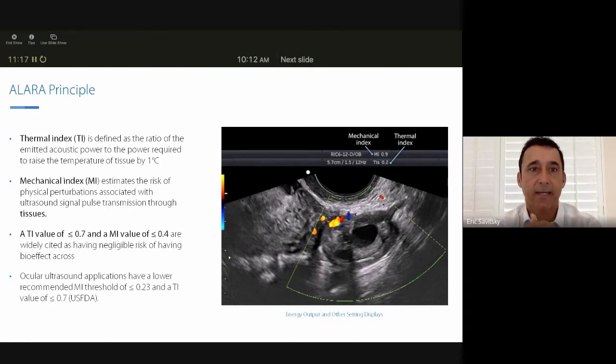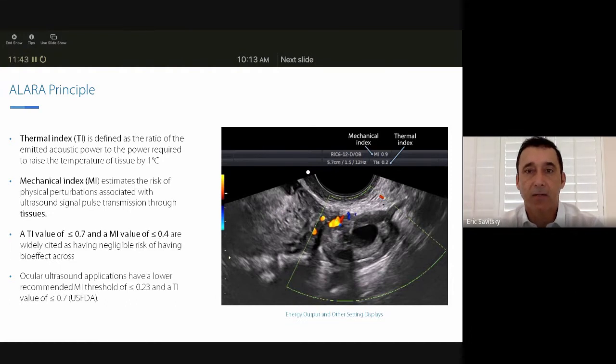And thermal index is defined as the ratio of the emitted acoustic power to the power required to raise the temperature of tissue by 1 degree centigrade. And the thermal index will depend a little bit if it's bone, cranial bone, or soft tissue. So it varies depending on the structure. Mechanical index estimates the risk of physical perturbations associated with ultrasound signal pulse transmission through tissues.